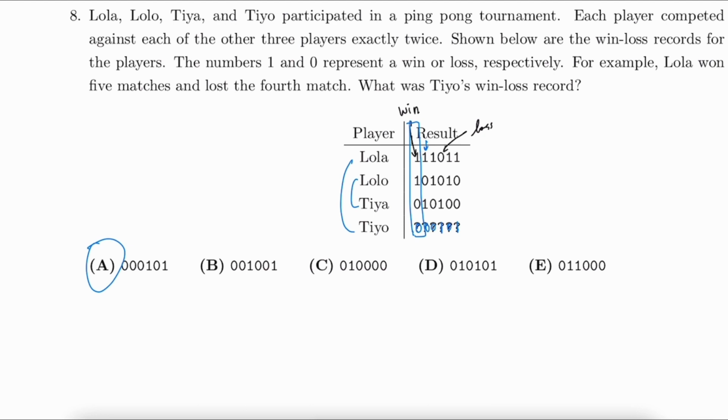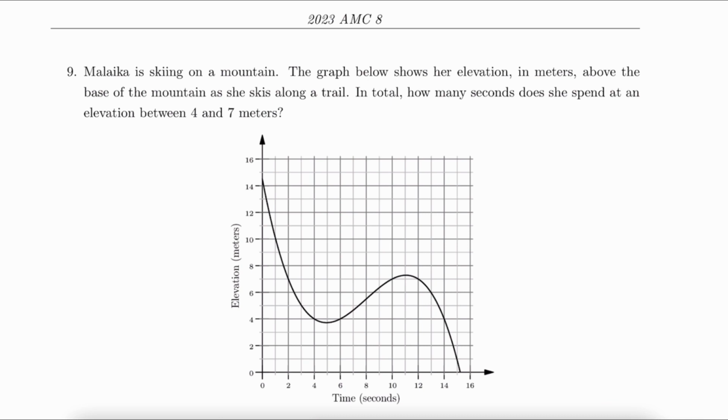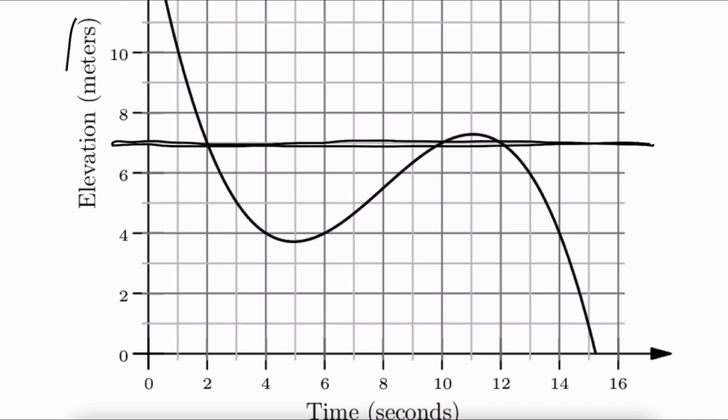Moving on to number 9. So number 9, it says, Malika is skiing on a mountain. The graph below shows her elevation in meters above the base of the mountain as she skis along a trail. In total, how many seconds does she spend at an elevation between 4 and 7 meters? 7 meters is over here. So the elevation, we're looking at the vertical axis, it's not necessarily y. And 4 meters is over here.